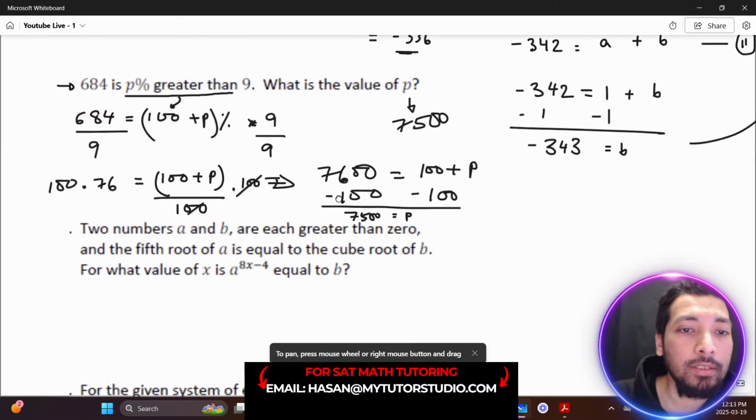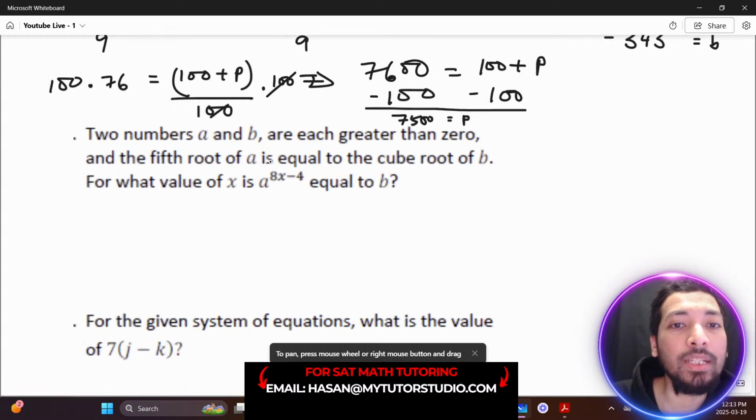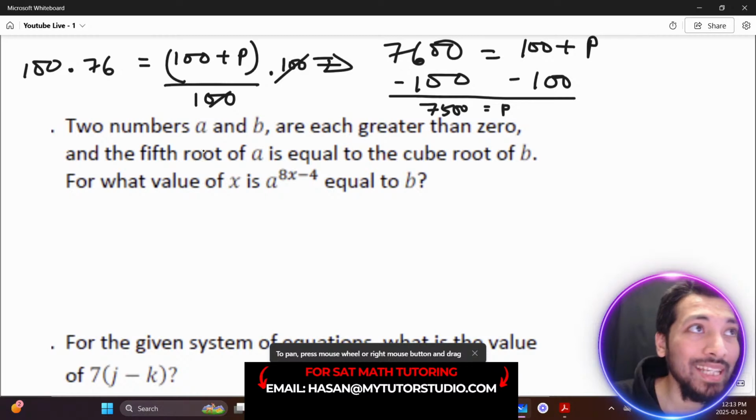All right. Now let's move on to our third problem. Let's see what it is talking about. Two numbers a and b are each greater than 0, and the fifth root of a is equal to the cube root of b. For what value of x is a to the power of 8x minus 4 equal to b?